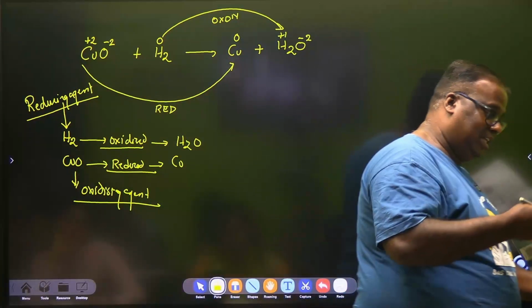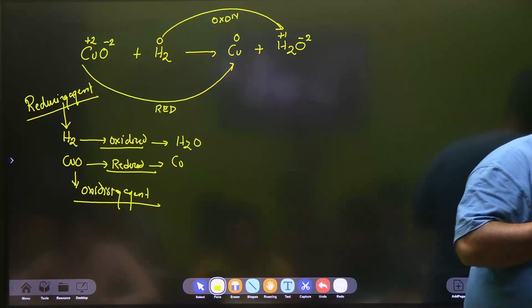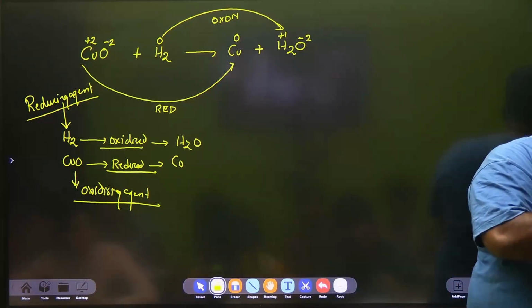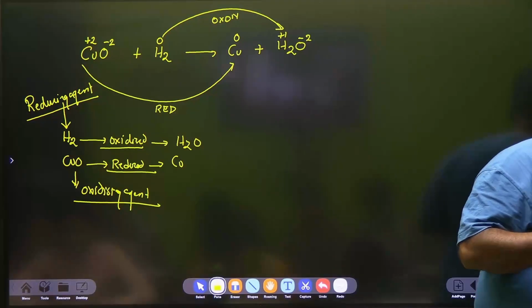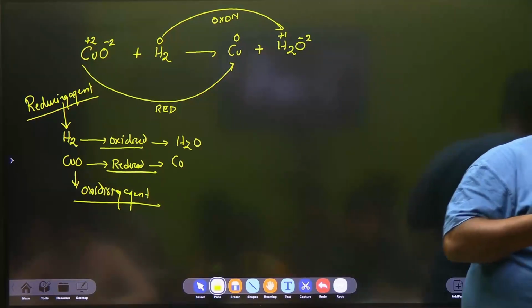Let's take a little interesting reaction. Interesting. Super interesting. Super. What is that iodine wala reaction? Yes, I got it.